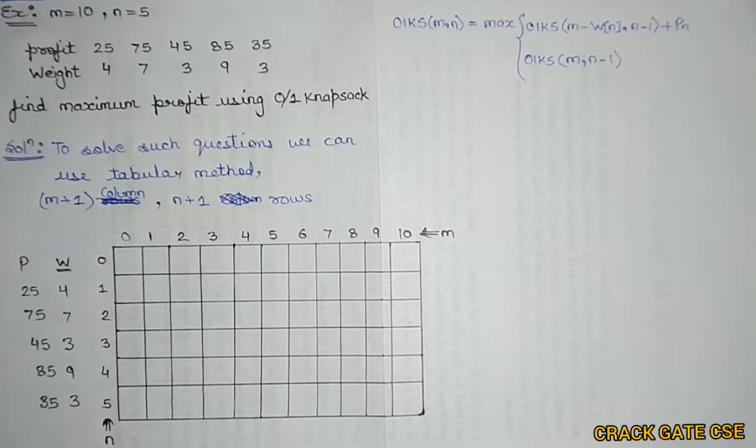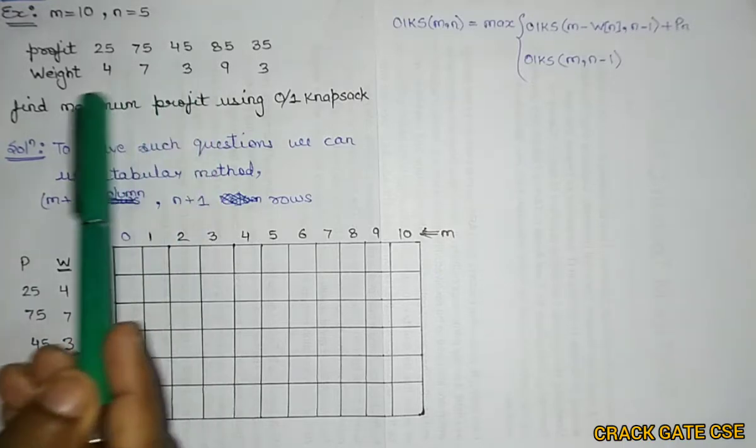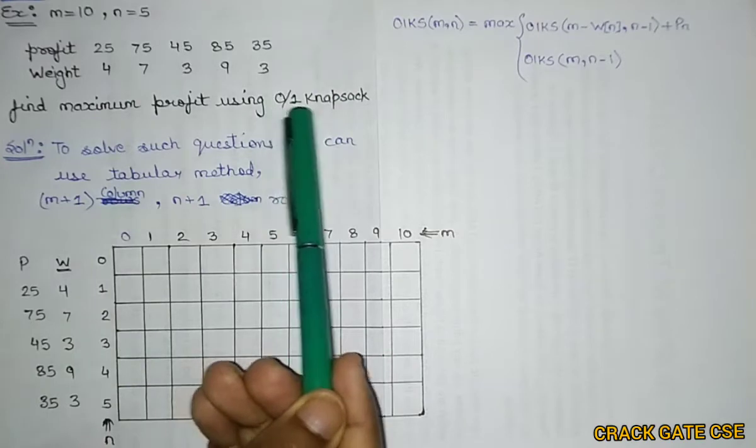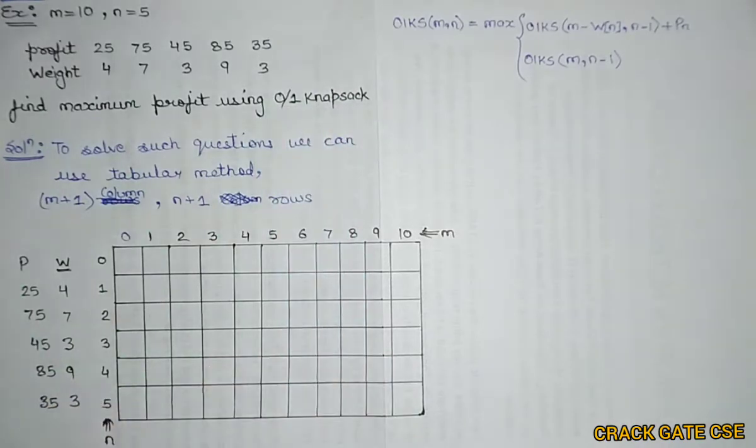So I took an example and we'll try to solve this particular example of 0/1 knapsack using the tabular method. The tabular method is an easy method which is pretty much the same as LCS. In the previous video we discussed LCS, so this is pretty much the same as that.